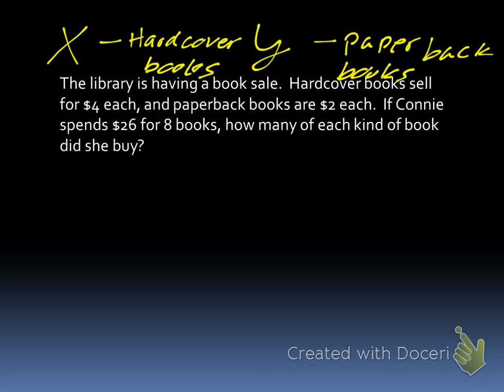All right. Now, the rest of the equations come from the problem. Hardcover books sell for $4 each. Paperback books, $2 each. Connie spends $26 on 8 books. So from there, somewhere, you have 2 equations to write. 2 equations, 2 unknowns. How many books did she buy? 8, right? It says 8 books right there. Now, X represents the hardcover books, Y represents the paperback books, and she bought 8 books. So you got an equation from that. What is it?